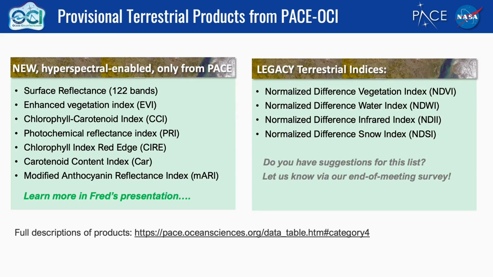We also have 4 legacy terrestrial indexes: the normalized difference vegetation index, or the NDVI, as well as the normalized water, infrared, and snow indexes. These are ones you all are probably more familiar with hearing about. And I also want to say, if you happen to have any suggestions for this list, if there's any products that are really broadly used, have been used for some time, and you think could be added, let us know through the survey at the end of this talk.